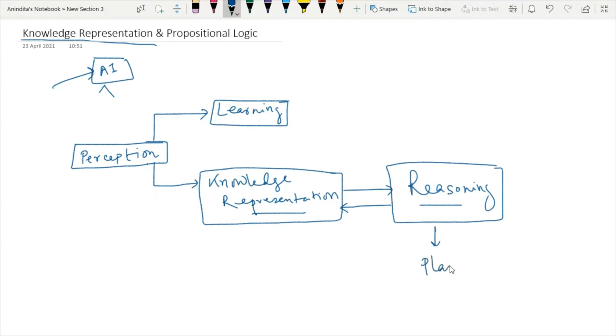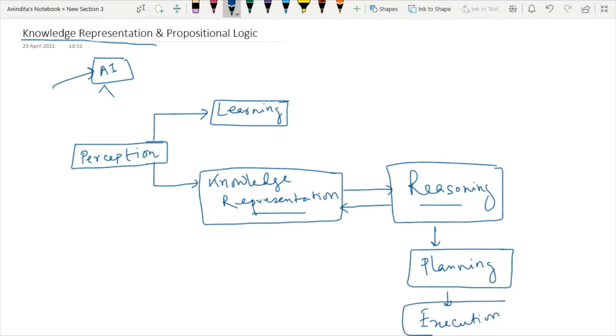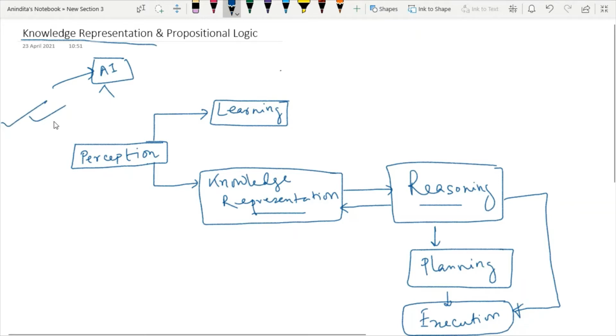Afterwards, we have another component which is known as the planning component. And the last component is known as the execution component. And we have one more connection between the reasoning component and the execution component. Now, this is the basic diagram. It shows the interaction of an AI system with the real world, and the components involved. Now we have to understand the functionalities of these different components.